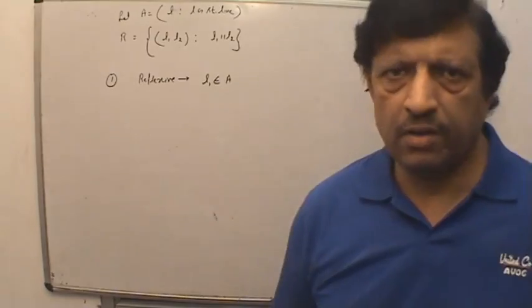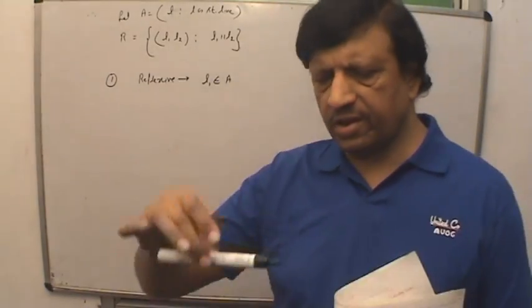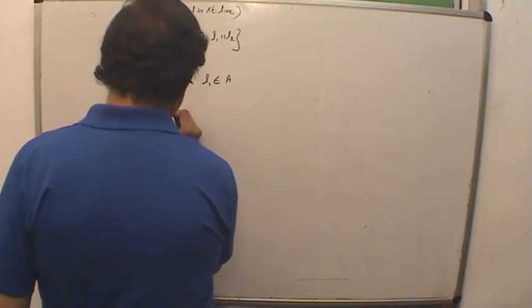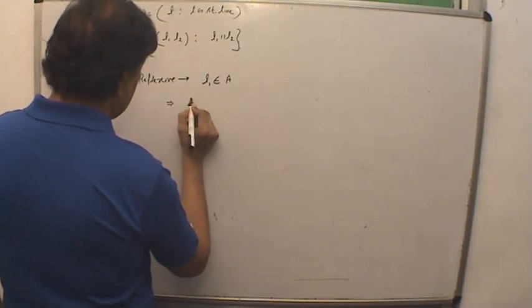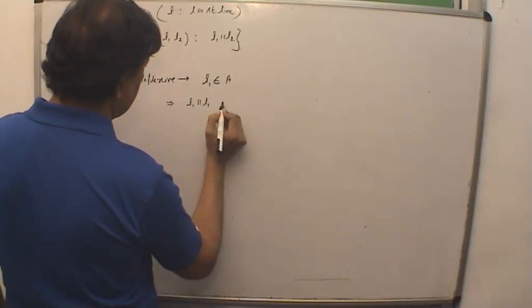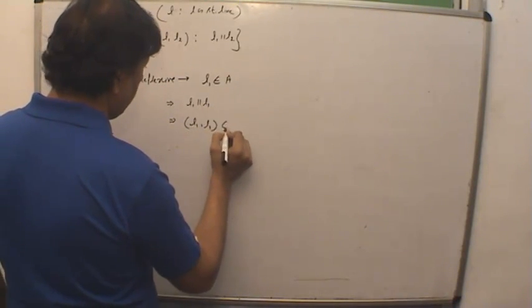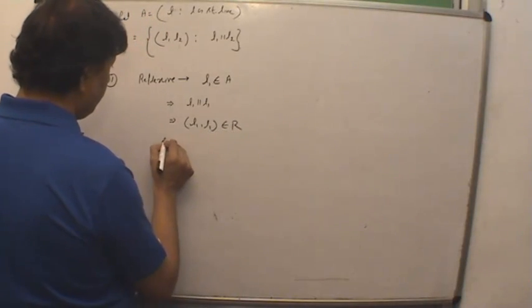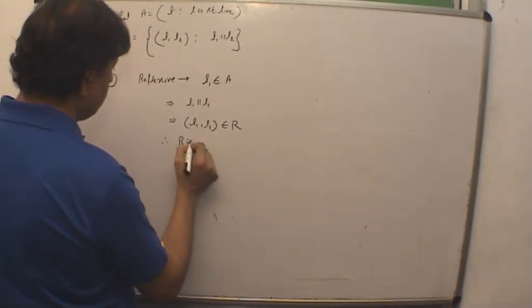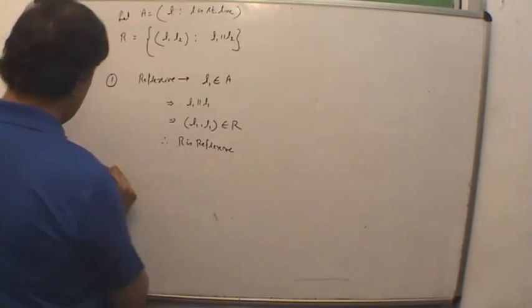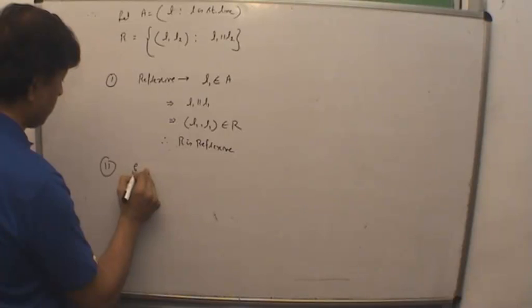Yes. According to geometry, every line is parallel to itself. So we can write, this implies L1 is parallel to L1. This implies (L1, L1) belongs to R. Therefore, R is reflexive. Number two, symmetric.